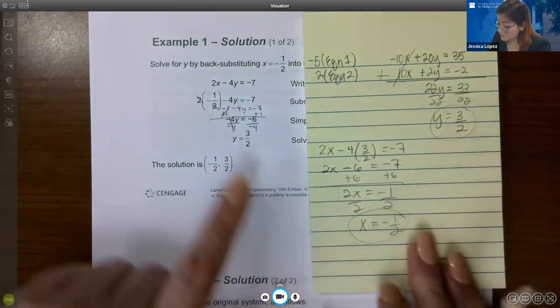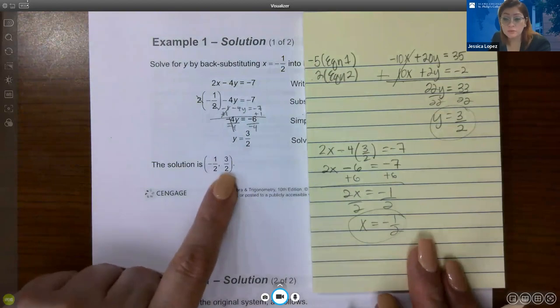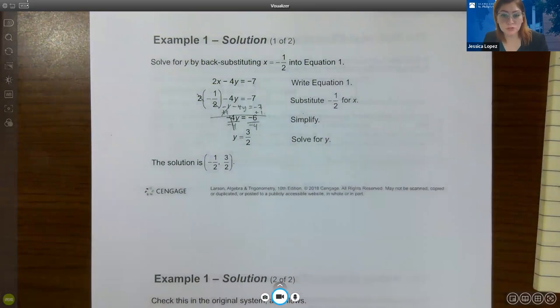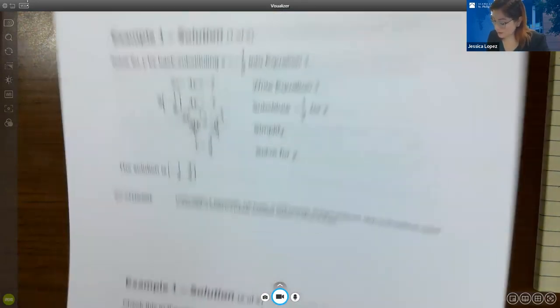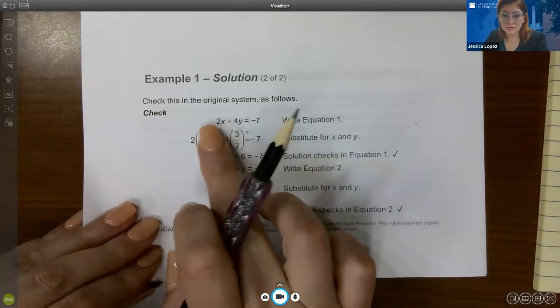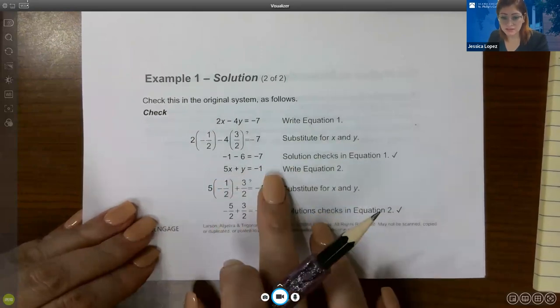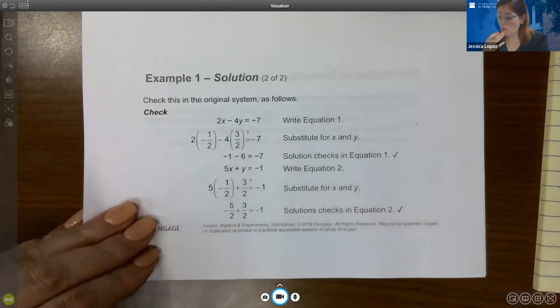So you get the same x value and the same y value, regardless of which variable you chose to eliminate at the beginning, okay? But you do have to choose one to eliminate, and then you have to multiply by what you need to make those coefficients the same, but opposite signs, okay? And then you could always go in and check, right? Plug your x and your y into the first equation, see if it comes out true. Plug your x and your y into the second equation, and then see if that one comes out true.